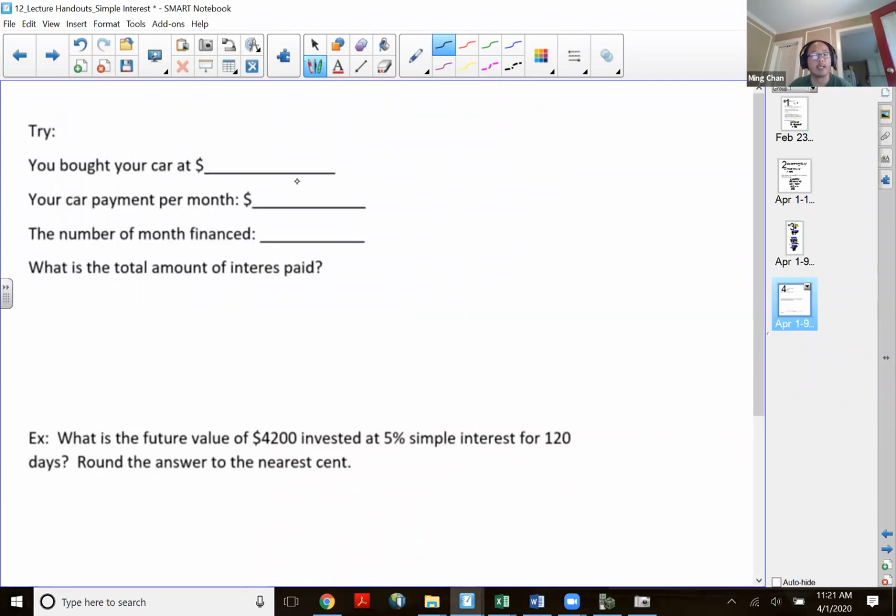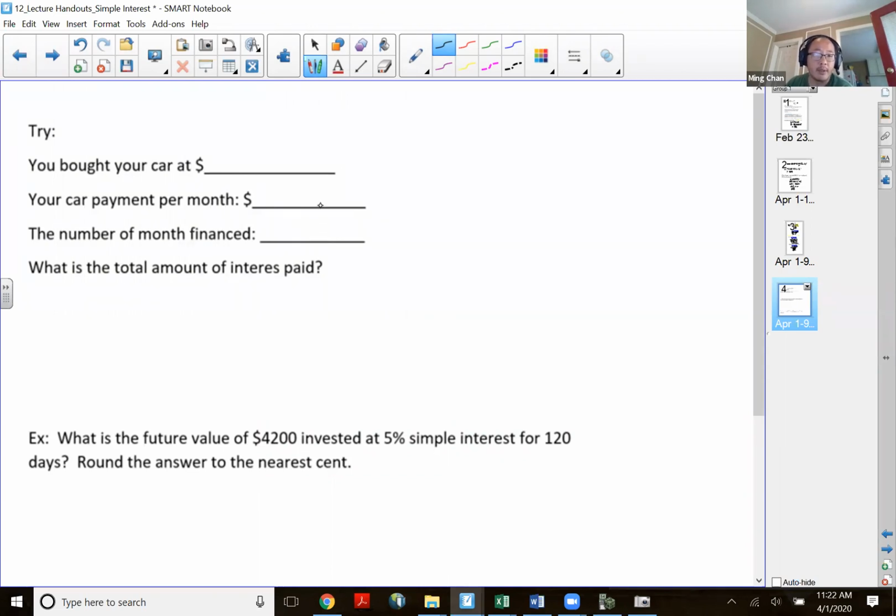All right, so far these examples are borrowing money. And you can give this a try, okay? If you have a car payment right now, you can put the total amount of money that the car was, when you're at the dealership. How much was your car? Put the number right here. Write down your car payment per month right here, and write down how many months you're going to finance.